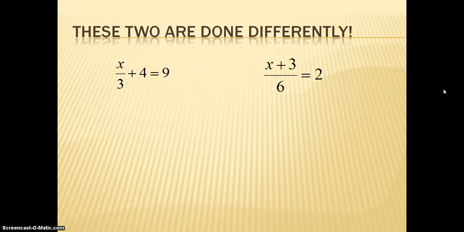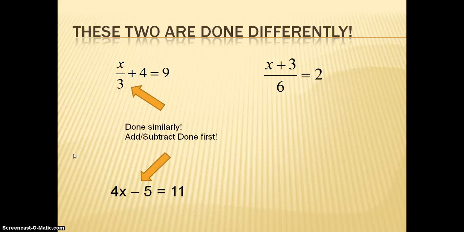What I really wanted to make sure is that you notice the difference between these two equations. In this one here, we only have our little fraction, and it's just x being divided by 3. While in this one over here, we have a big fraction. Our whole x plus 3 is being divided by 6. You can really relate this one here to this one here. They are done in similar ways.